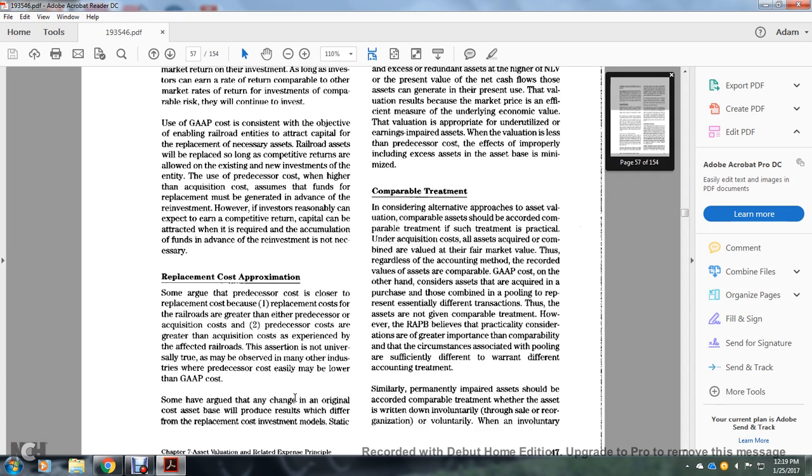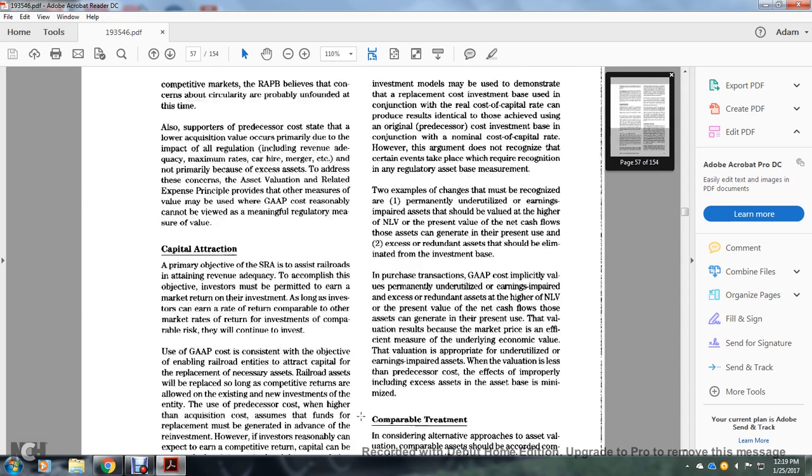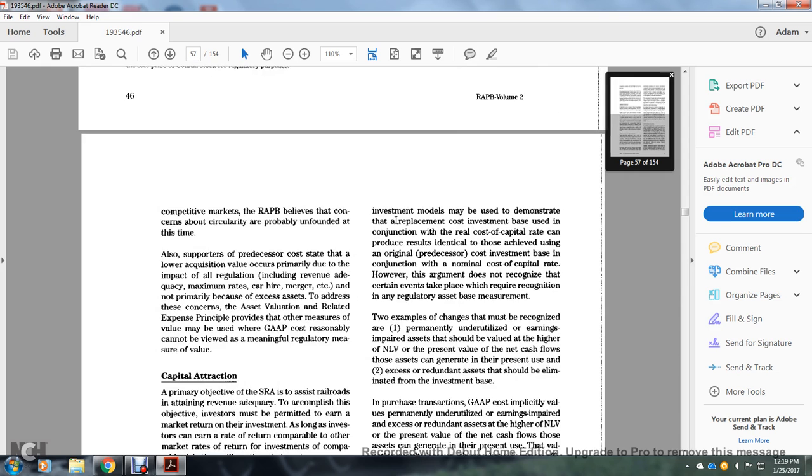Some argued that any change of the original cost asset basis will produce a result different from the replacement cost investment model. Investment models can be used to demonstrate that the replacement cost investment base, used in conjunction with a real cost of capital rate, produces results identical to those achieved with the original predecessor cost investment base in conjunction with the nominal cost of capital rate.